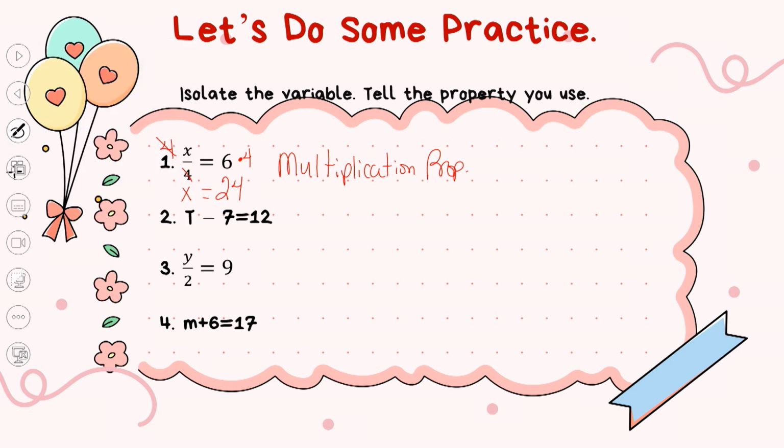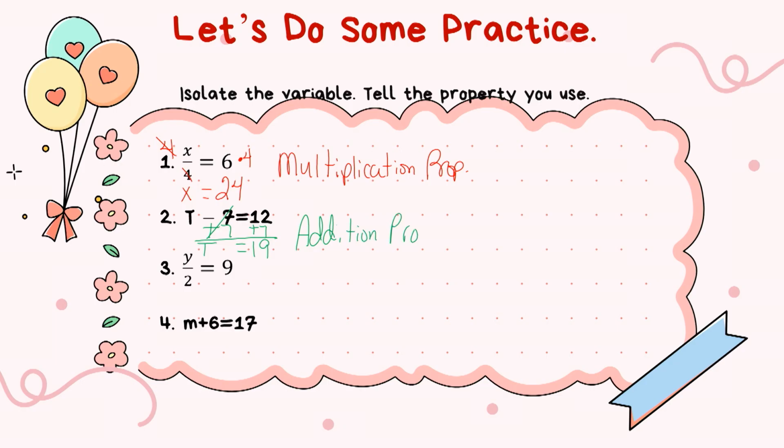Let's look at number 2. All right, so number 2 says t minus 7 equals 12. I have a subtraction problem, therefore I'm going to use what property? Addition, because I'm going to add 7 to both sides. So my t equals what? 19. And I used my addition property.